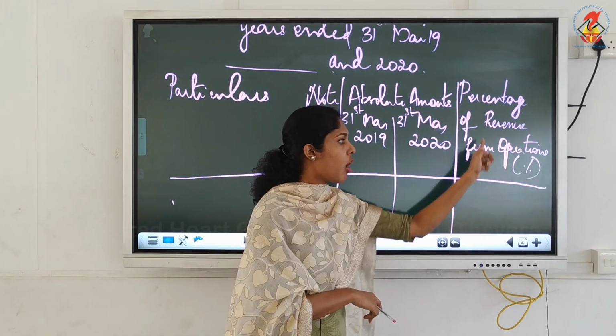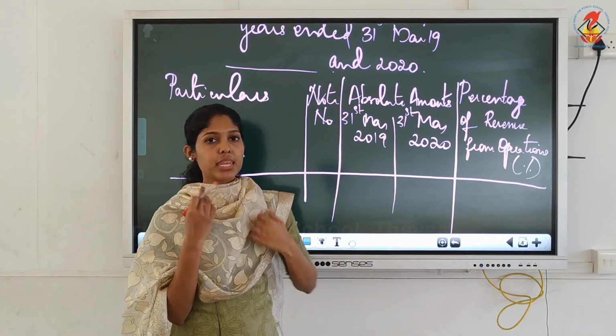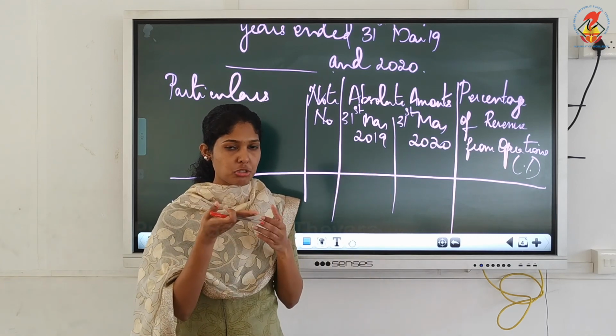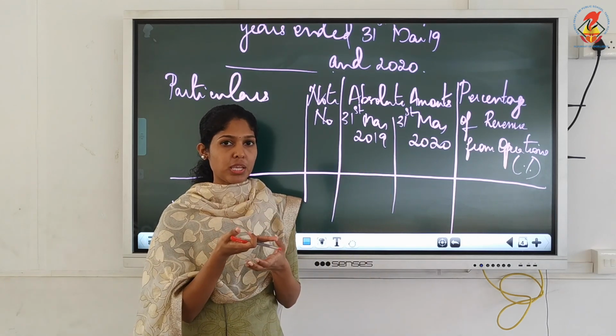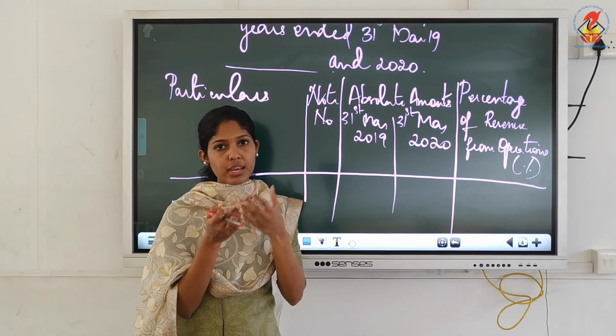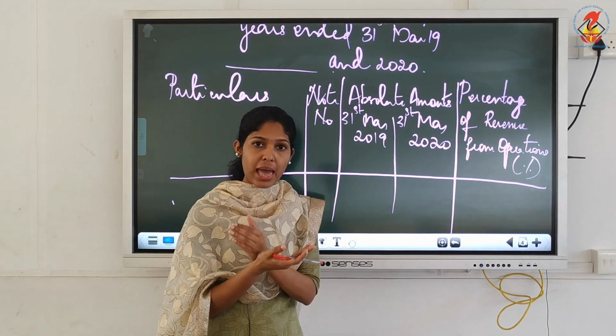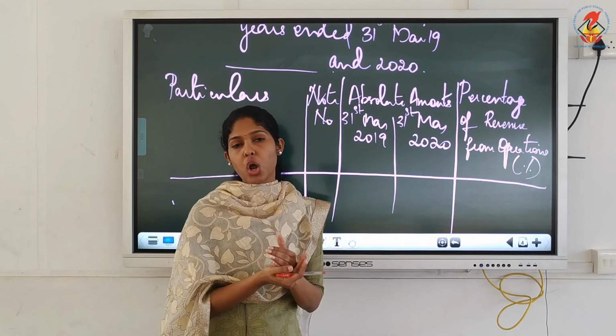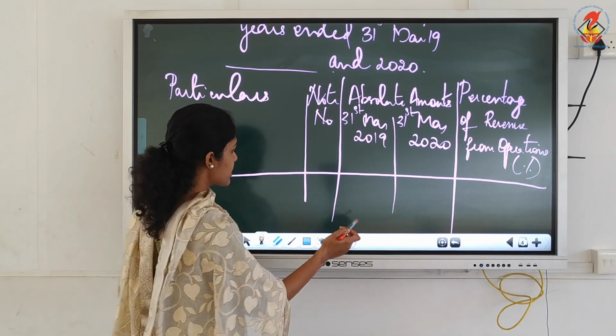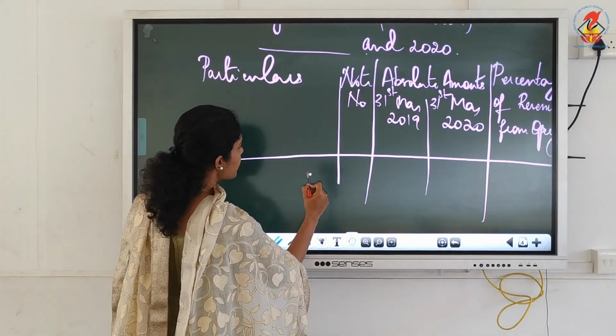This is the percentage of revenue from operations, meaning the base we are going to take is the revenue from operations, the first figure given, or the net sales. If it is the balance sheet we are doing, the balance sheet total we will be taking. That we will discuss later. So now we will start this question.